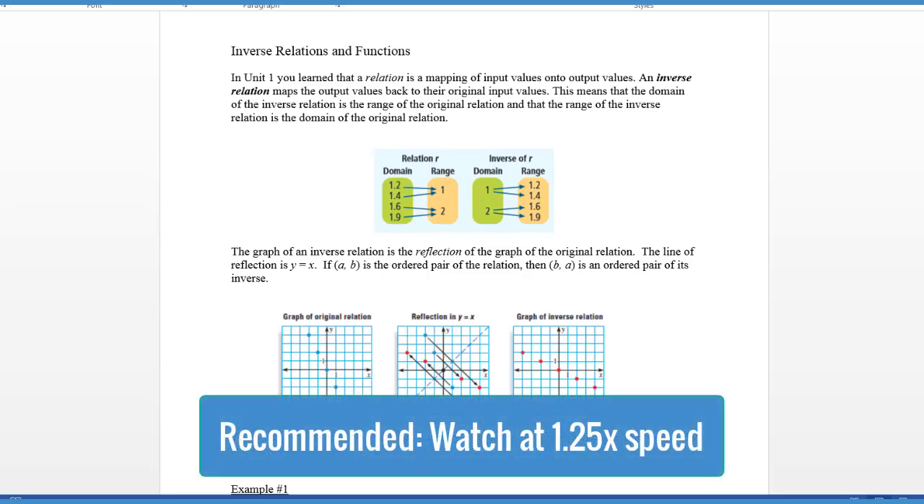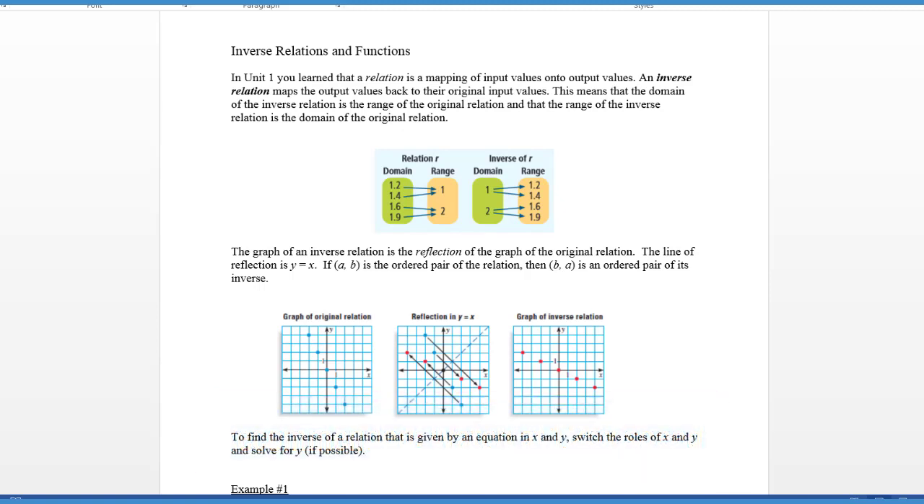In this lesson, we're going to discuss a function type that we've mentioned many times in previous lessons, called an inverse. We're going to start with just the basic concept of an inverse relation, and then we'll move into the idea of an inverse function.